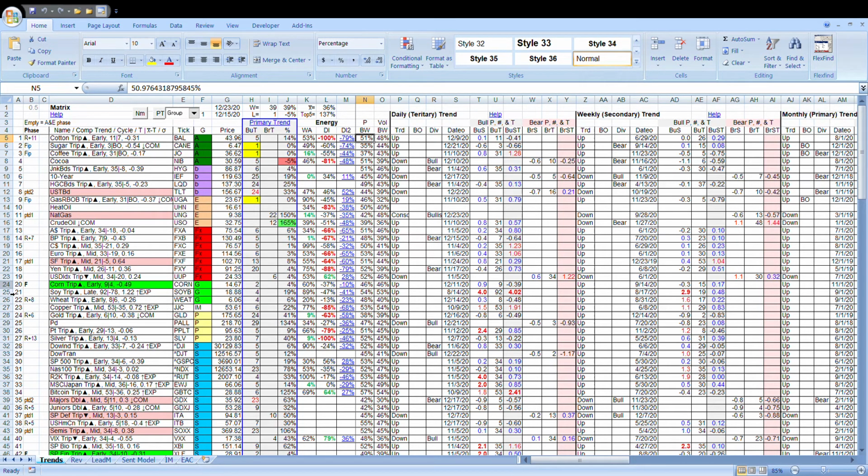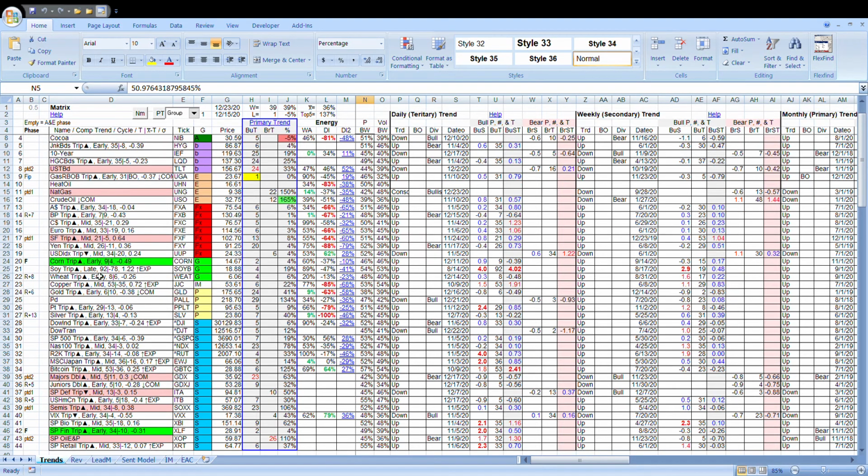Anytime you see the color green in the matrix, it's usually a sign that you should be watching that particular market. So corn is right here, and we can see that it's in the primary trend. It's labeled 2, and it's already produced a 4% return. And in the phase column, which is important, we need to identify the phase of the trade. It's F, which means it's a flip.